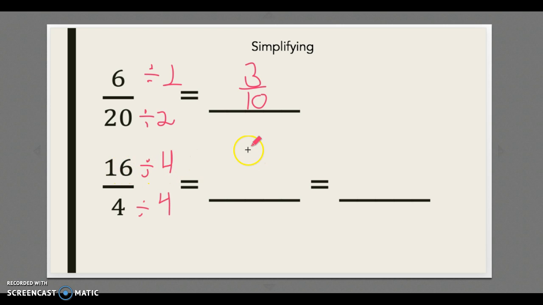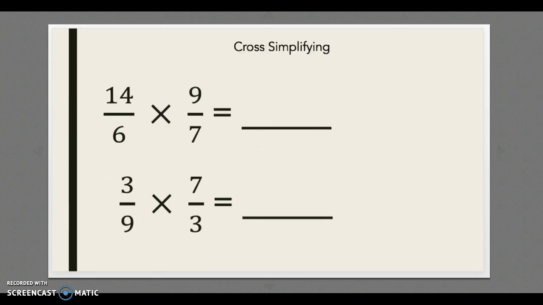16 divided by 4 gives me 4. 4 divided by 4 is 1. 4 over 1 can then reduce to just 4. You can also look here, this is an improper fraction, and 16 divided by 4 also gives me the whole number of 4. When multiplying fractions, you can also do something called cross-simplifying.